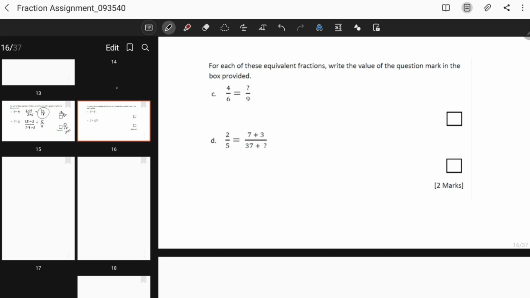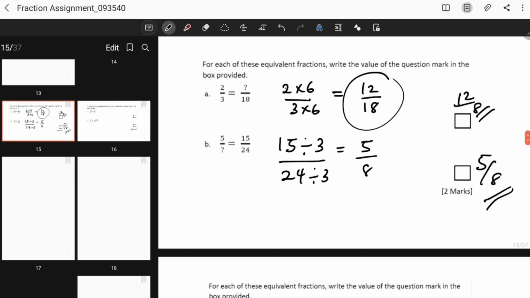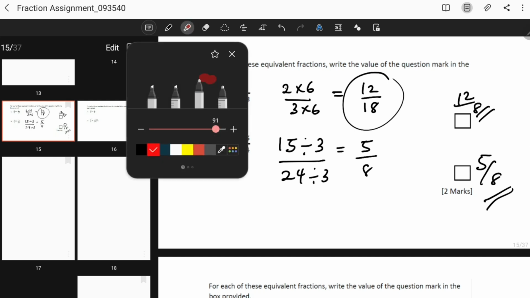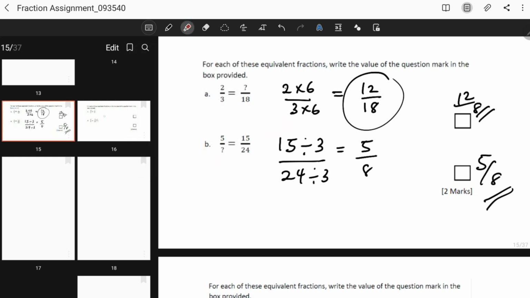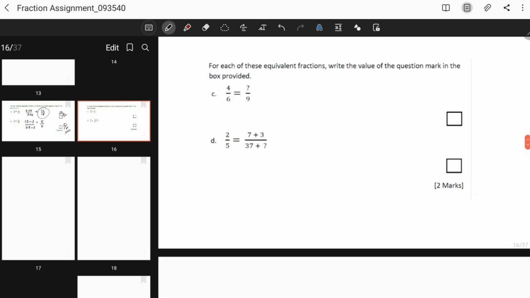So the last time we solved the question on equivalent fractions. This was where we stopped, right? So today we're going to proceed one more, to solve more questions on that. All right, so today we're moving on. For each of these equivalent fractions, write the value of the question mark in the provided box.